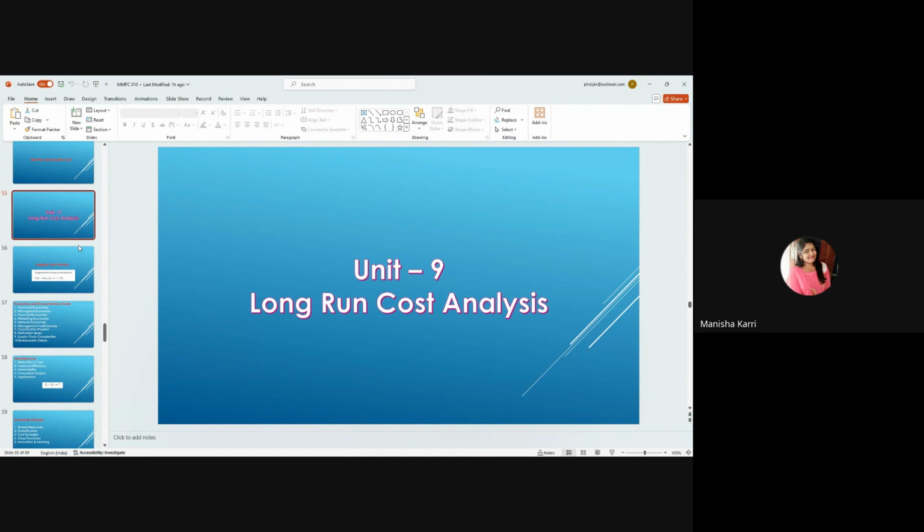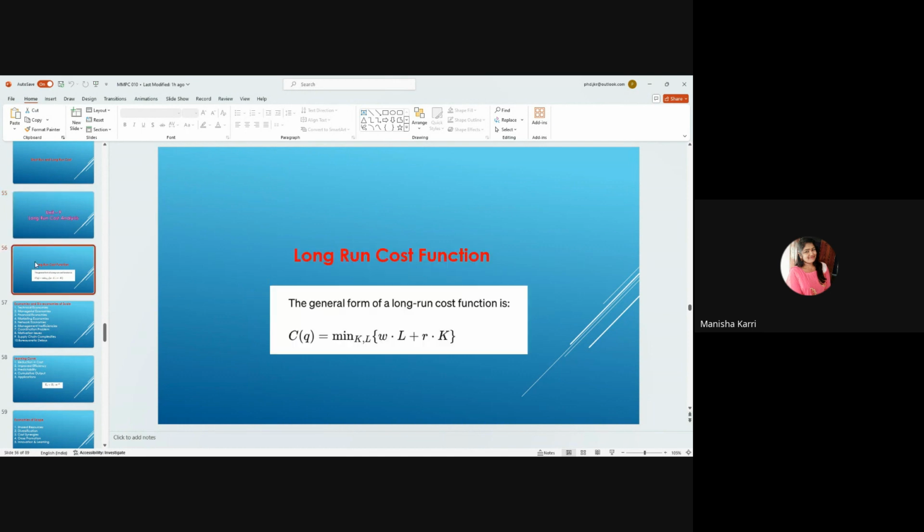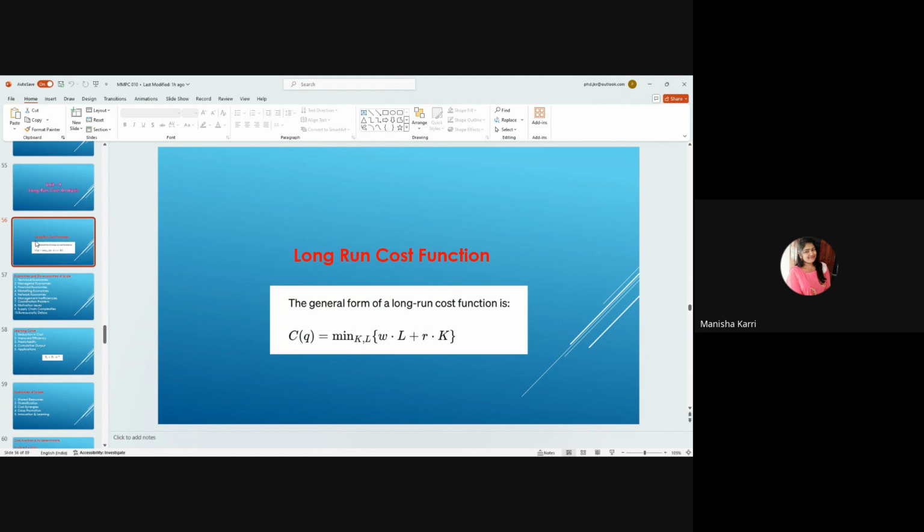The 9th unit is long run cost analysis. The first topic in the 9th unit is the long run cost function. So what does this long run cost function mean? Generally, it represents the minimum cost of producing a given level of output when all the inputs, including even capital, are variable. Whenever all these inputs and capital are in variable states, they can be adjusted to achieve the optimal production level.